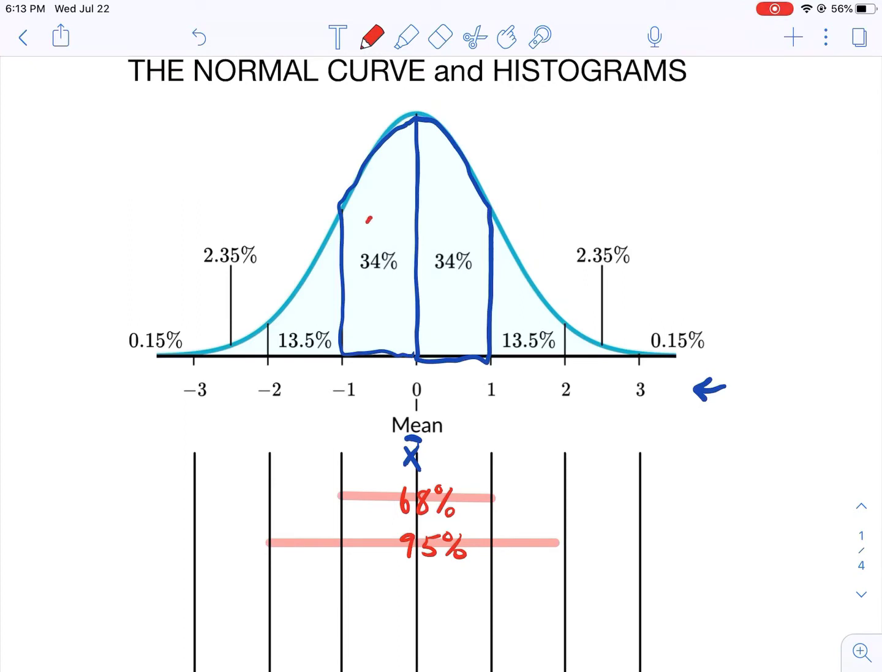And there are some normal curves out there that are a little bit more precise with their numbers. So let me point out that these are approximately 34%, approximately 13.5%, 2.35 and 0.15. You'll see some different numbers out there occasionally. These are just the most common that we use.